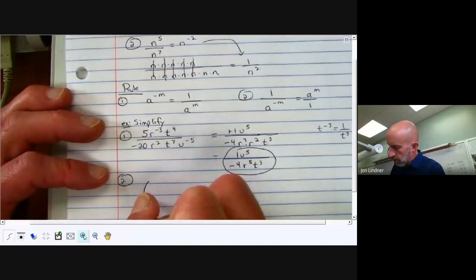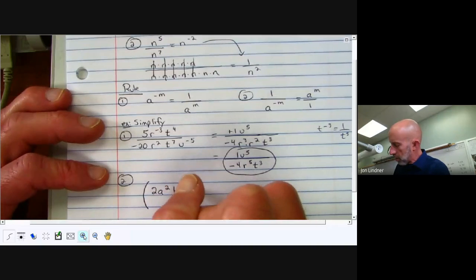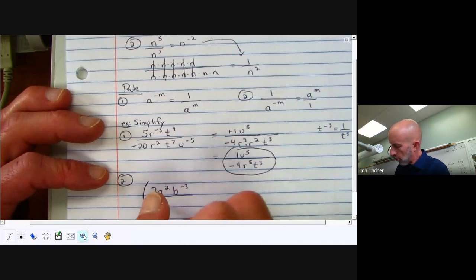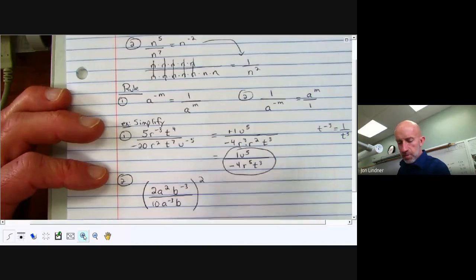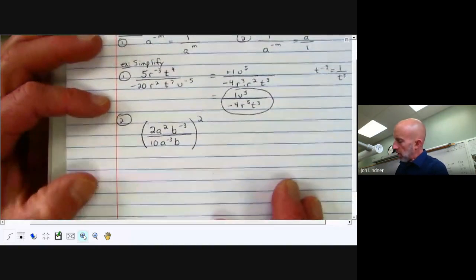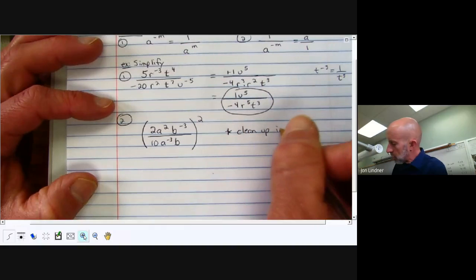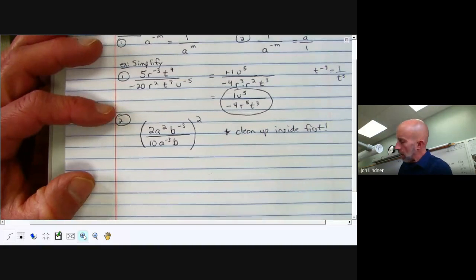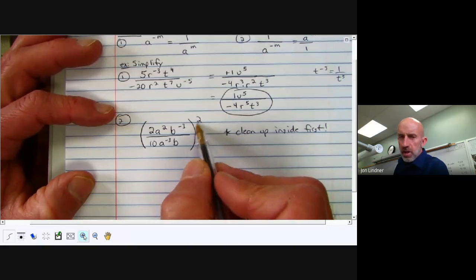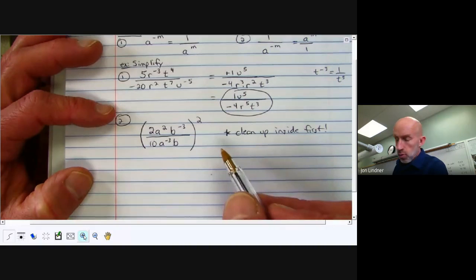Let's say that I have inside 2a squared b to the negative third over 10a to the negative third b, and the whole thing is to the second power. Well, what I would do here is I would clean up the inside first. So this second power means I've got to deal with all of this. If it would have been a 0, we would have loved it, just said the answer is 1.